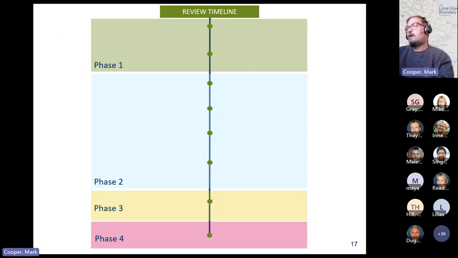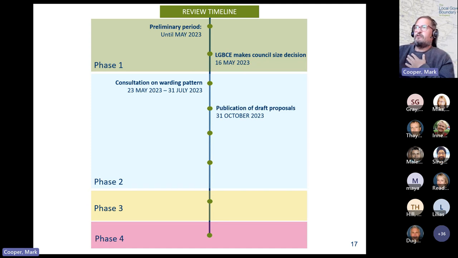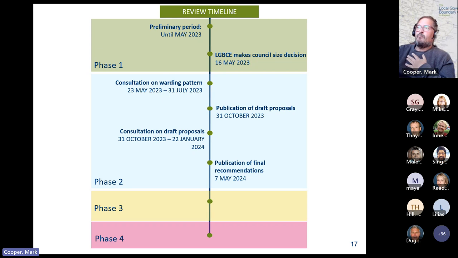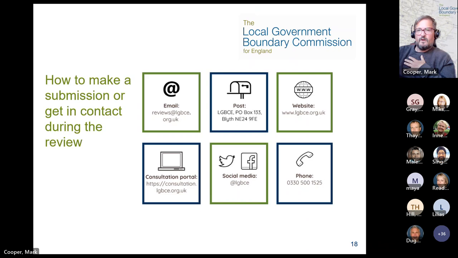So just a brief overview of the full timetable so you can see the timescales of a review. So we've completed the preliminary process. The Commission has made its council size decision, and we are now in our consultation on warding patterns. We then publish the draft recommendations at the end of October. We have a consultation on those proposals until January 2024. And then we publish final recommendations in May of 2024. The parliamentary process will then take place in the late spring through to the late summer of 2024 for implementation in May of 2026.